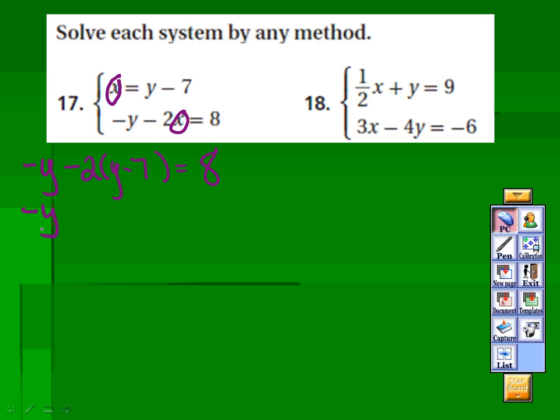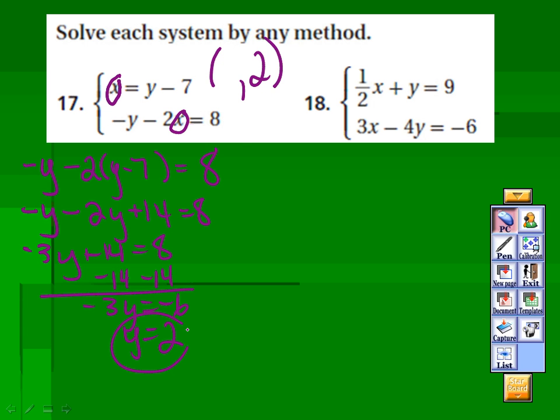That gives me negative y minus 2y plus 14 equal 8. Negative 3y plus 14 equal 8. Subtract 14 from each side. Negative 3y is negative 6, and y is 2. So I know the y value is 2.